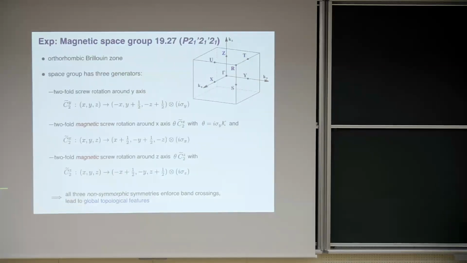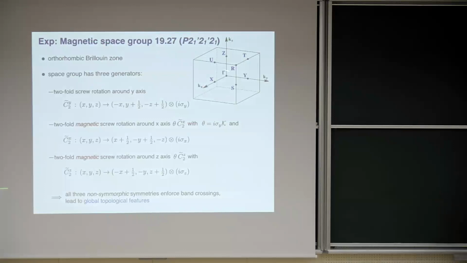Okay, so this was a little bit abstract, so let me just give you now a concrete example to see how these fundamental theorems of chiral band crossing work. And I'm going to use here this magnetic space group 19.27. This is also called P2₁'2₁'2₁. So this notation means basically we have a primitive Brillouin zone.